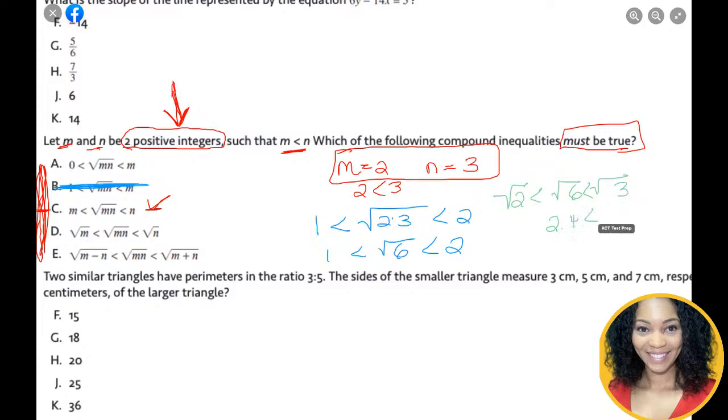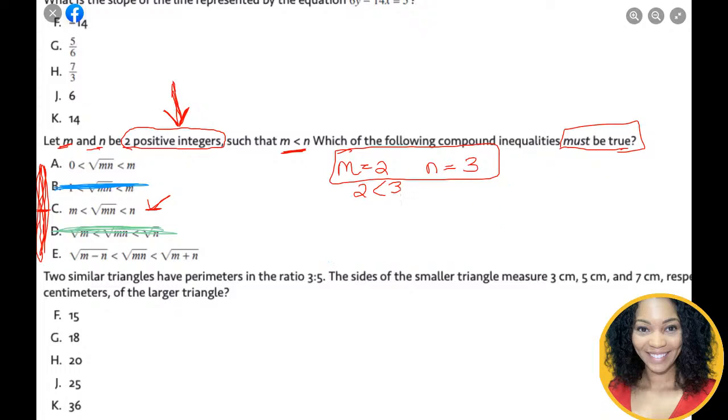What's the square root of 3? When you do that in your calculator, you get 1.7, and that's already wrong. I'm not going to waste time figuring out square root of 2 because that's incorrect, right? Okay, and then we're going to also try A and E.